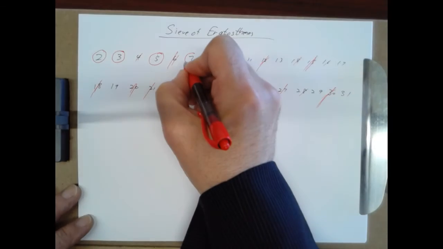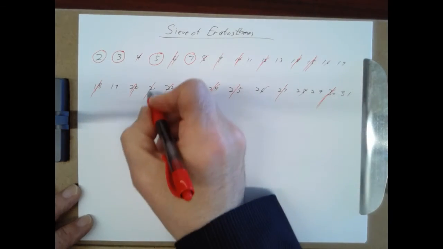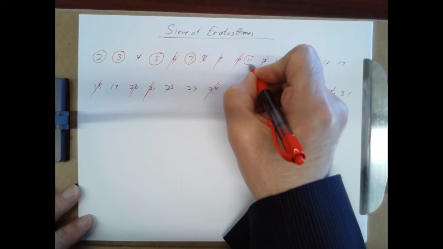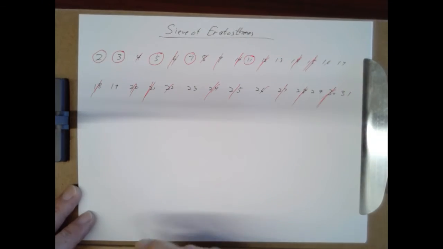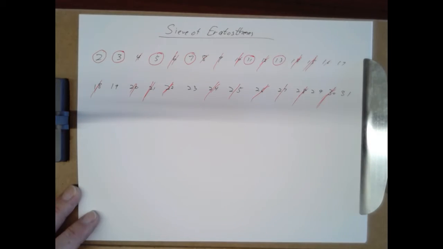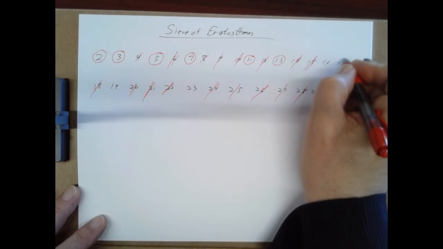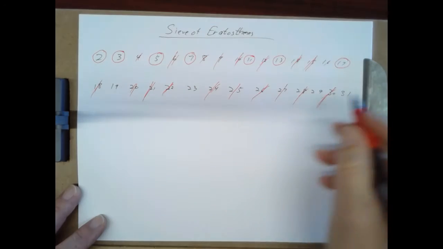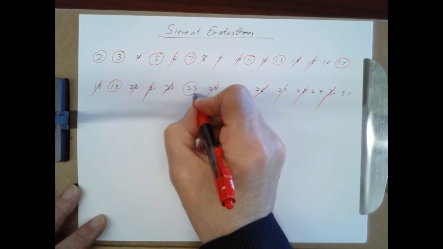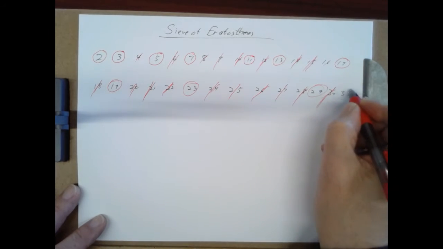And keep going. There's a 7. Cross out every seventh number. Next number that's not circled or crossed out is 11. Cross out every 11th number. Circle a 13. Cross out every 13th number. And you just keep going, and this will get you all of your primes. So we cross off 34, there's 19, we'd cross off 38, there's 23, there's 29, there's 31.